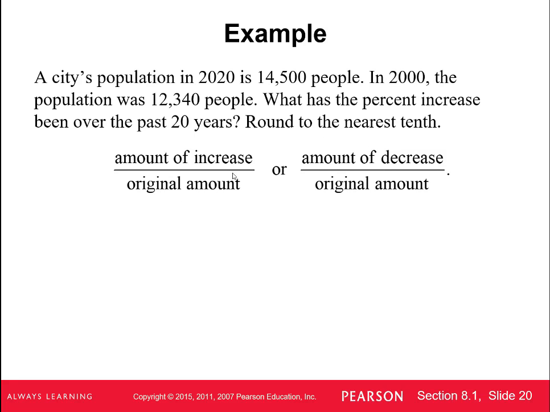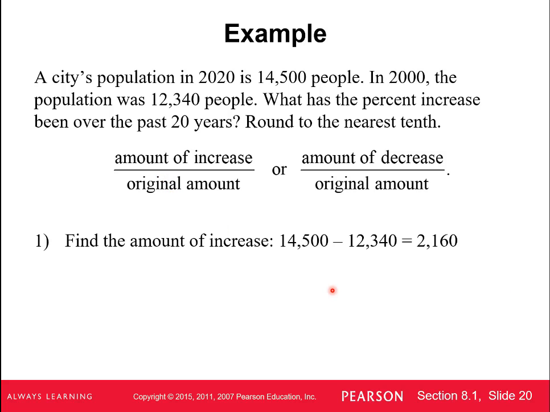Here's an example. The population of a city in 2020 is 14,500 people. In 2000, the population was 12,340 people. What has the percent increase been over the past 20 years? Round your answer to the nearest tenth. So we will use our formula on the left because we're interested in the amount of increase.